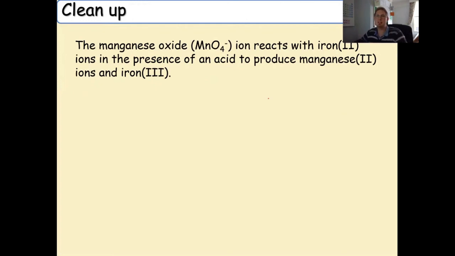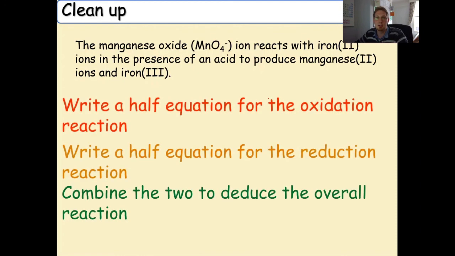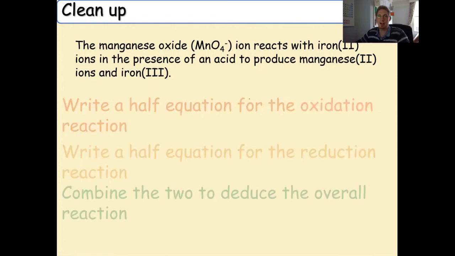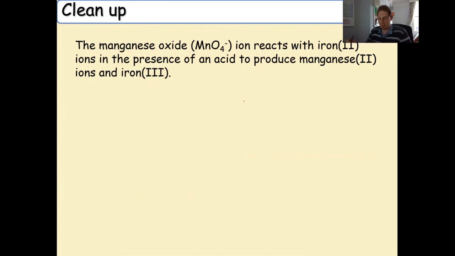Finally, let's have a look at this. Manganate(VII) ion reacts with iron(II) ions in the presence of an acid to produce manganese(II) ions and iron(III). Write a half equation for oxidation, write a half equation for reduction, and combine the two to deduce the overall reaction. Okay, so the first one is that manganate is forming Mn2+. So we ask ourselves, what's happening to the oxygens? As the rule says, we use water to balance the oxygens.